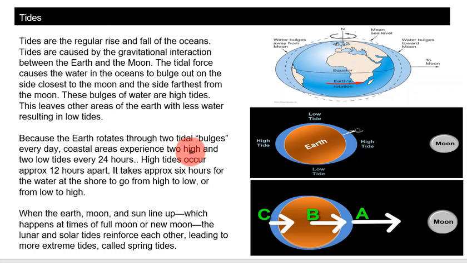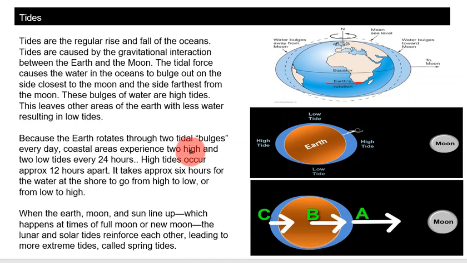So a phenomenon that's experienced on the Earth is the rising and falling tides. Tides are the regular rise and fall of oceans. Tides are caused by the gravitational interaction between the Earth and the Moon. The tidal force causes the water in the ocean to bulge out on the side closest to the Moon and the side furthest away from the Moon. These bulges of water are what are known as high tide. This leaves other areas of the Earth with less water, resulting in low tide.